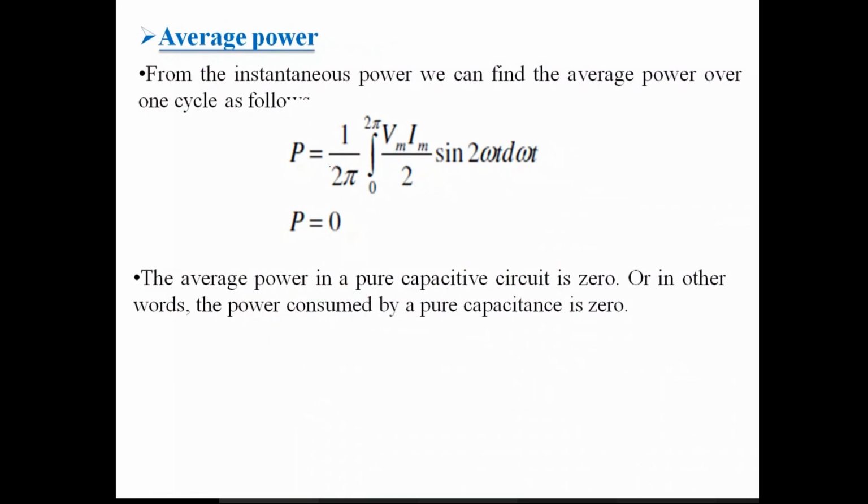And average power, if you look at that, P is equal to 1 by 2 pi integral 0 to 2 pi of Vm Im by 2 sin 2 omega t. If we integrate this and substitute the limits, the average power would become 0 here. Therefore, the average power in a pure capacitive circuit is 0, or in other words, the power consumed by the pure capacitance is 0. Therefore, in the case of a pure inductance, as in the case of a pure capacitance, the average power over a cycle is 0. We took 2 pi, right, so over a cycle it is 0.